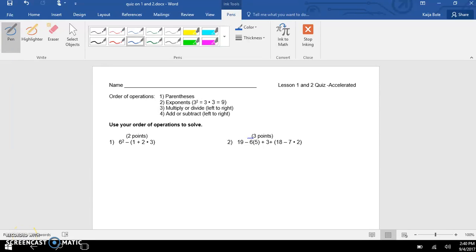Alright, so we've got our first quiz here on lessons 1 and 2. I'm going to go through all the problems, but if you just want to skip to the problems that you need for your corrections, you can go ahead and do that. But I'm going to start here with number 1.